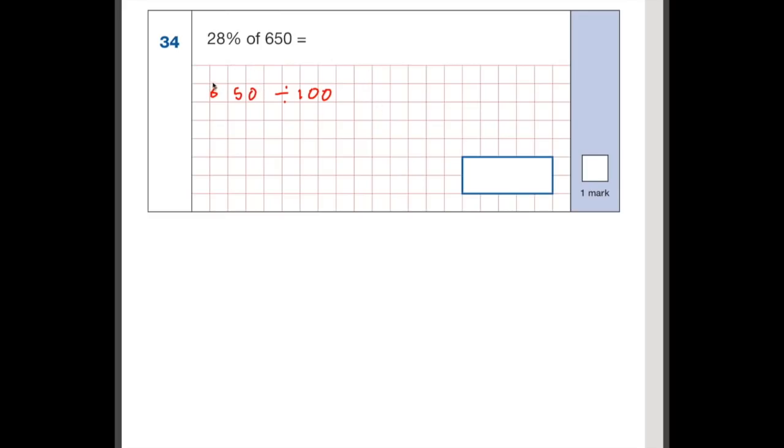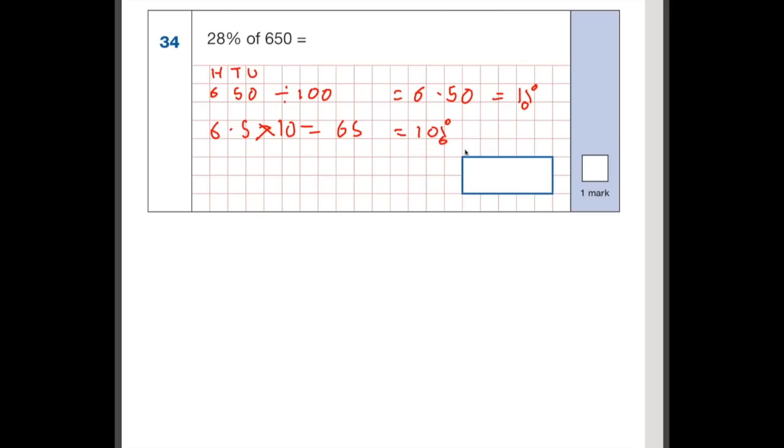So if you imagine this is the hundreds column, this is the tens, this is the units. The hundreds have moved 1, 2, so it's now 6. The answer is 6.50. That equals 1%. It's always important to write stuff like this so you don't forget that this is the value of 1%. And now we probably need to find 10%. So to find 10%, we just multiply this by 10. 1% times by 10 is 10%. So 6.5 times by 10 is 65, and that's 10%.